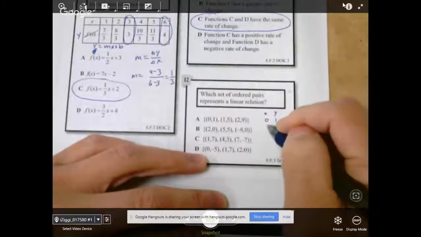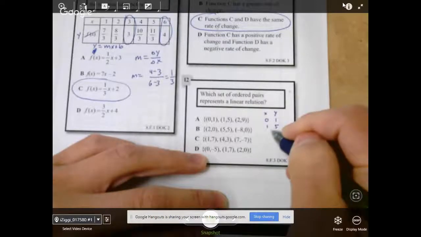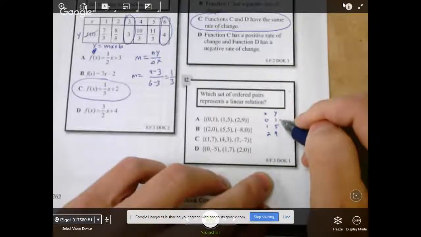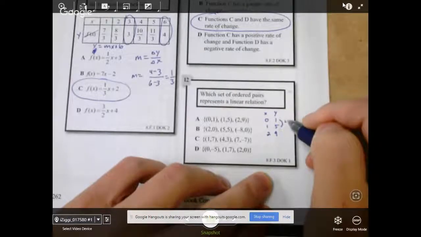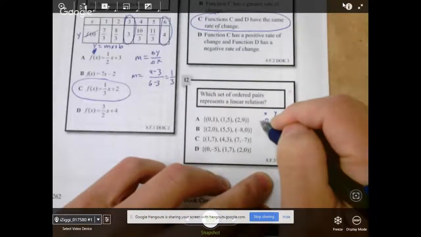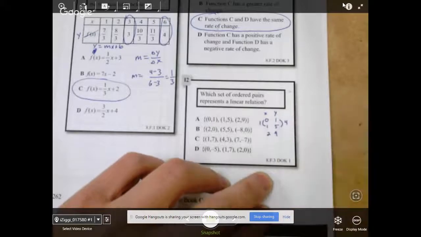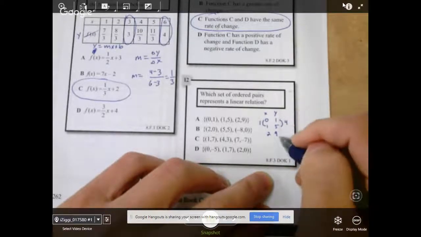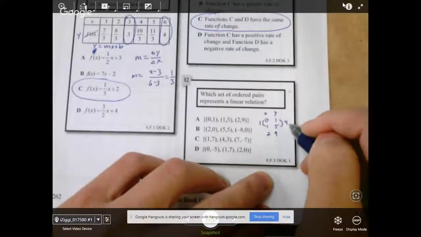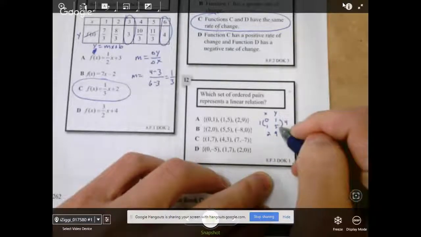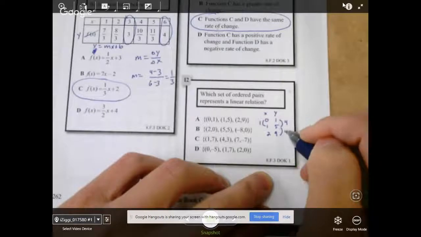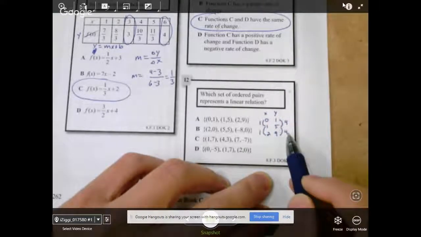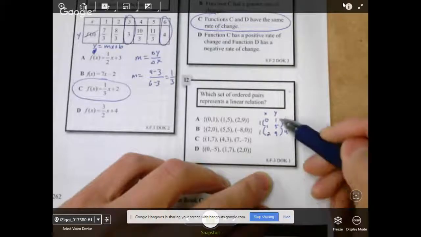Here the change in y is 4, change in x is 1, so 4 over 1. There's your slope. Now any other point has to also have a slope of 4 over 1. So 5 to 9, this is also 4. 2 to 1, this is also 1. So this is also 4 over 1. It looks like all the points have a slope of 4 over 1 all throughout. We know it's option A.